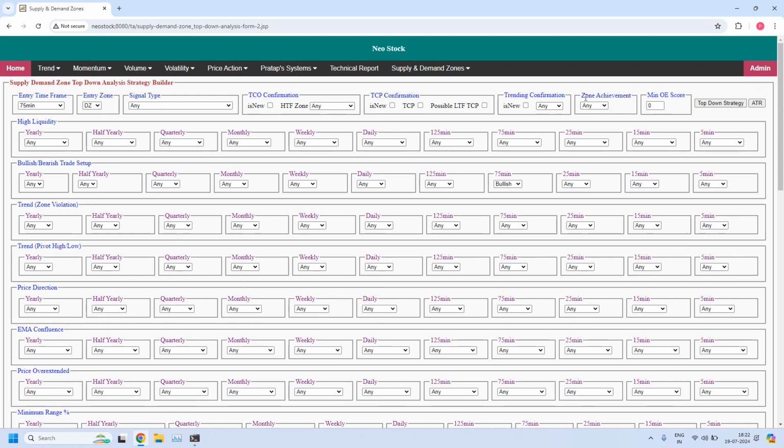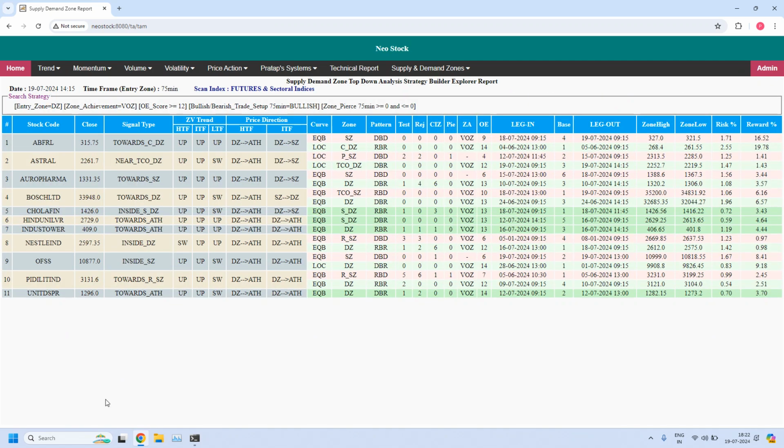The next filter is zone achievement. It should be violated opposing zone. Next one is minimum odd enhancer score. It should be 12. With these 3 filters, let us generate the report. So these 11 stocks are supporting bullish trade setup for weekly income trade. For weekly income trade, entry time frame is 75 minutes and is a bullish trade setup.